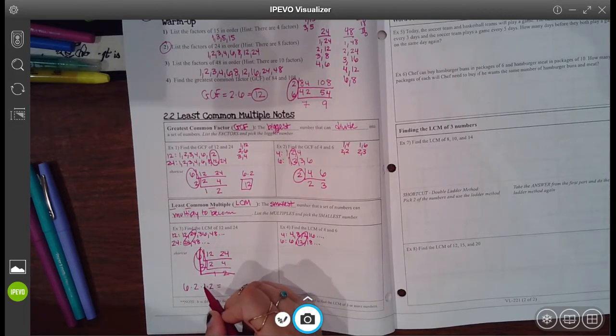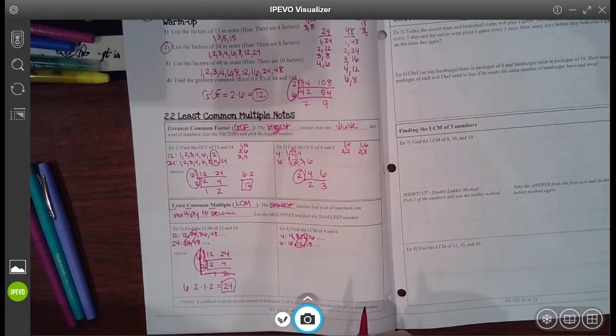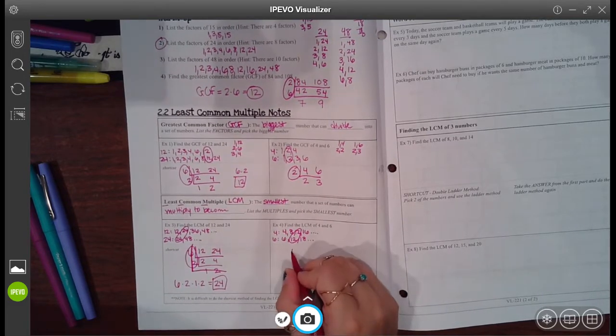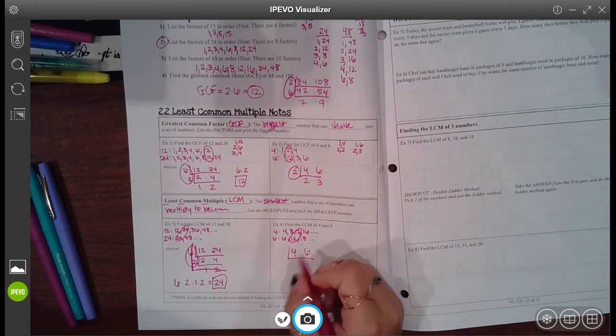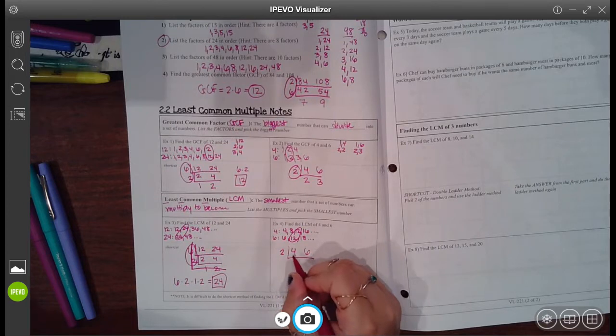12 times 1 is 12, and 12 times 2 is 24. And look at that. That's what we said it would be. Okay, let's test it with this one, 4 and 6. What can go into both 4 and 6? 2, because 2 times what is 4? 2. And 2 times what is 6?